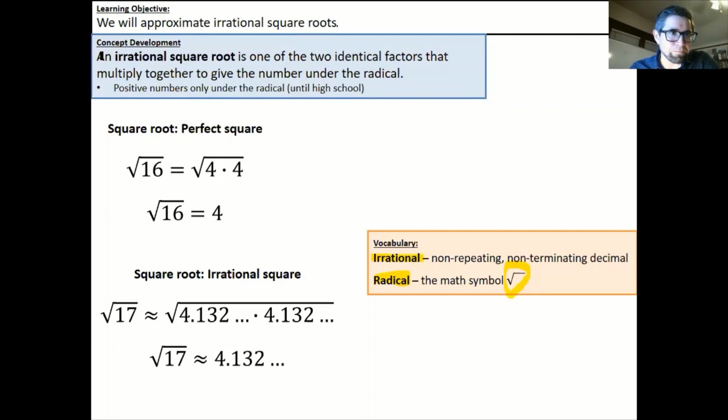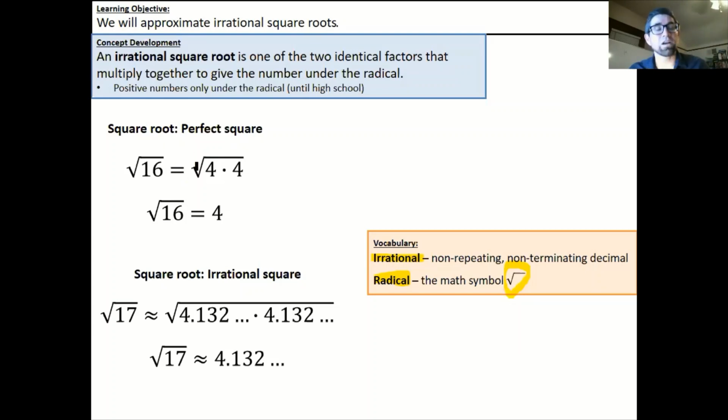Let's go through our concept definition. It says an irrational square root. You know what, actually, let's back up. Let's just go a little bit slower and just talk about what a square root is first, and then we'll talk about what irrational square roots are. So a square root is one of the 2 identical factors that multiply together to give the number under the radical. What? Well, if you got that on the first try, nice. But if you didn't, which I wouldn't expect everybody to, because that doesn't make a lot of sense unless we start connecting it to our example.